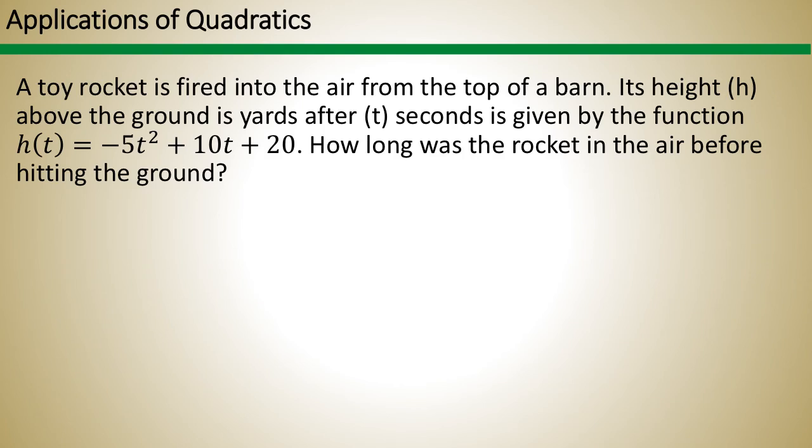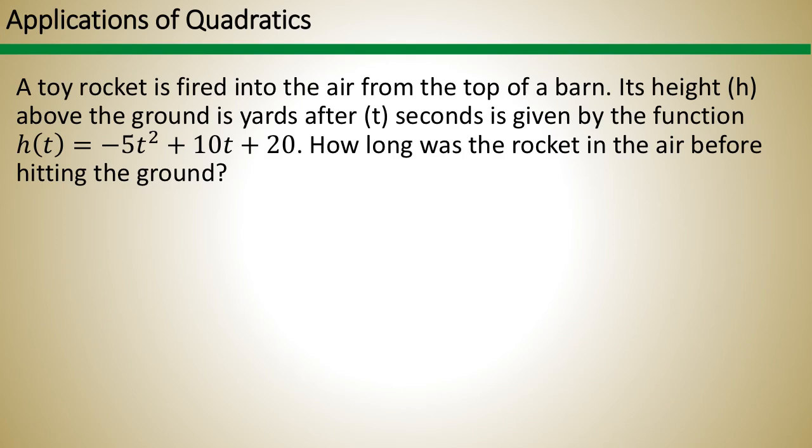All right, here's one last example. A toy rocket is fired into the air from the top of a barn. Its height above the ground in yards after t seconds is given by this function. How long was the rocket in the air before hitting the ground?